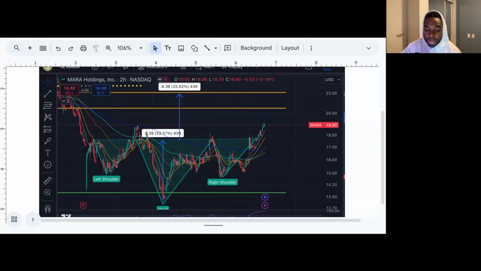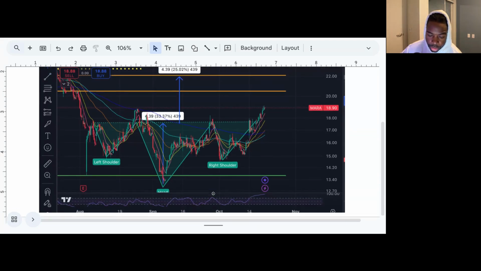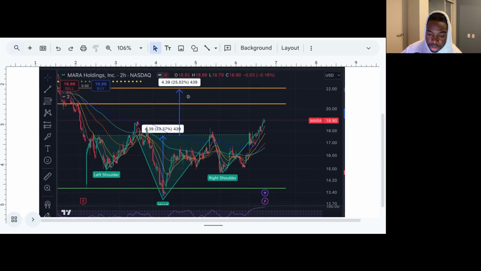The way that you measure where we're going to go is you measure from the low of the head to the neckline. Once we break above that neckline, that distance from the low of the head to the neckline is the same distance that we're expected to travel to the upside once we break above that neckline.